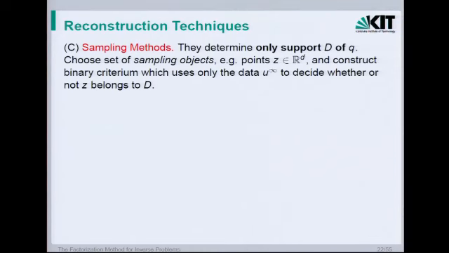The sampling methods take a completely different view. But first of all, I mention here that they only determine the support of D, not Q itself. That certainly could be considered a big drawback of this method. But in many applications, you only want to know where the contrast or the index of refraction differs from the background.